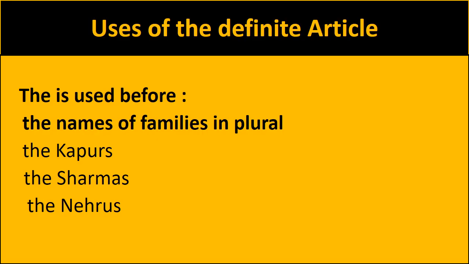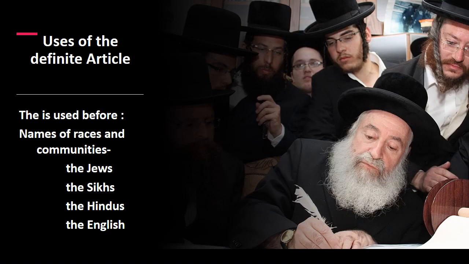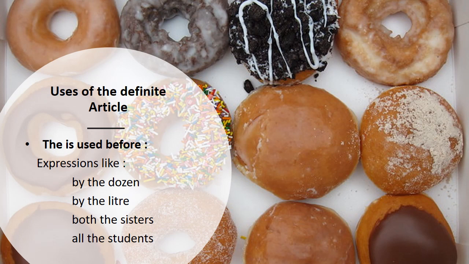The is used before the names of families in plural. For example, the Kapoors, the Sharmas, the Nehrus. It is also used before the names of races and communities. For example, the Jews, the Sikhs, the Hindus, the English. The is used before expressions like by the dozen, by the litre, both the sisters, all the students.